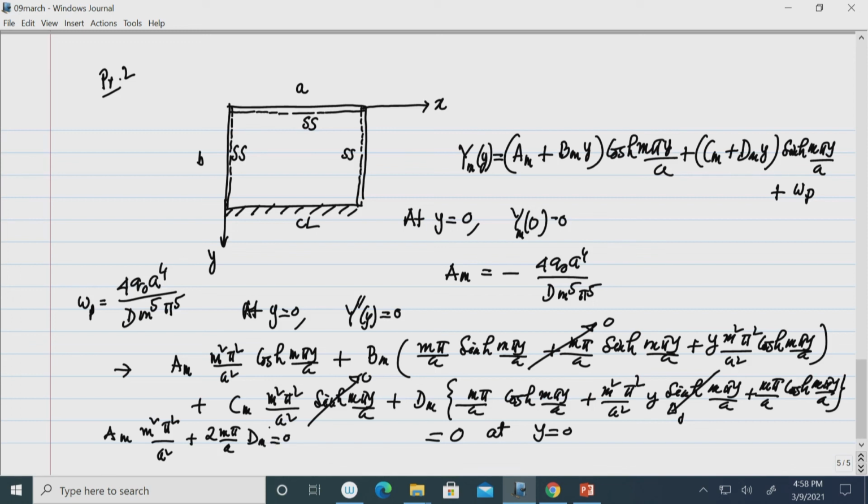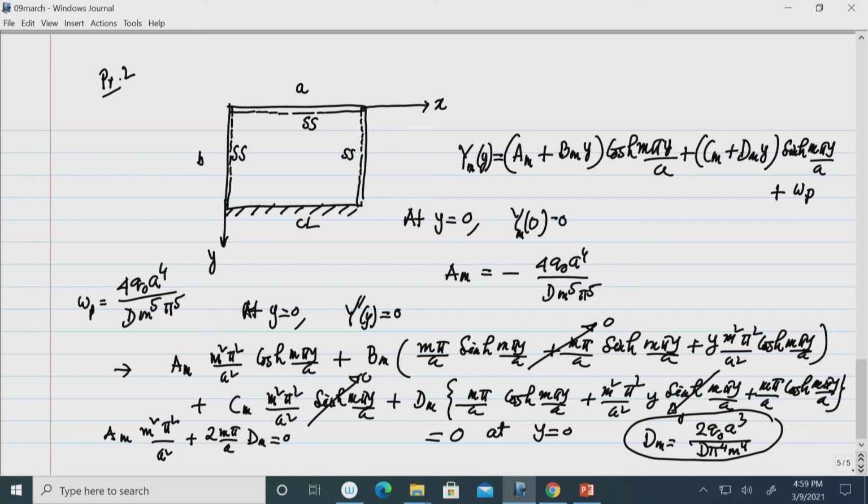Now, since a_m is calculated earlier, we can now get d_m. After getting a_m, I am writing this value of d_m. d_m will be 2 q naught a cube divided by D pi to the power 4 m to the power 4. So, the value of d_m is 2 q naught a cube by D pi to the power 4 and m to the power 4. Okay. So, two constants a_m and d_m are known.